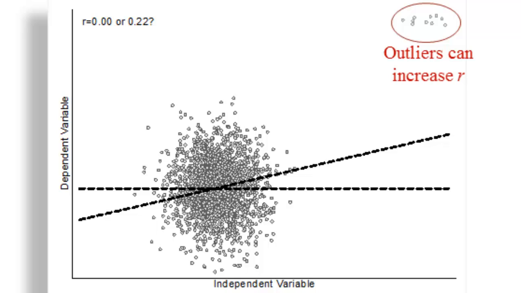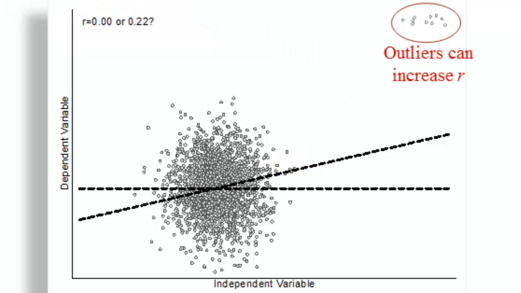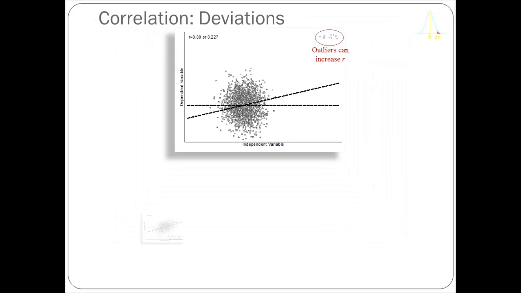In this particular example, those outliers, being far away from the mean of x and the mean of y, are influential in our Pearson's correlation coefficient, and in this case, make it larger than if those cases were excluded. So this is an example of how outliers can influence our Pearson's correlation coefficient.